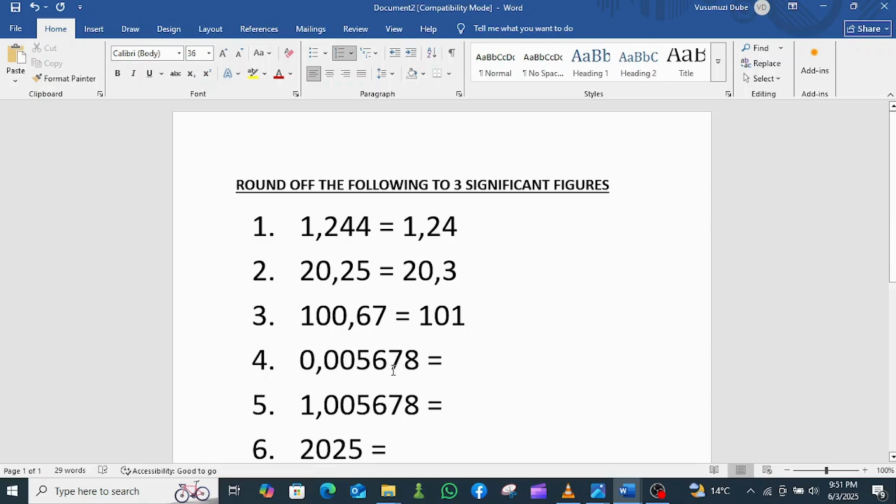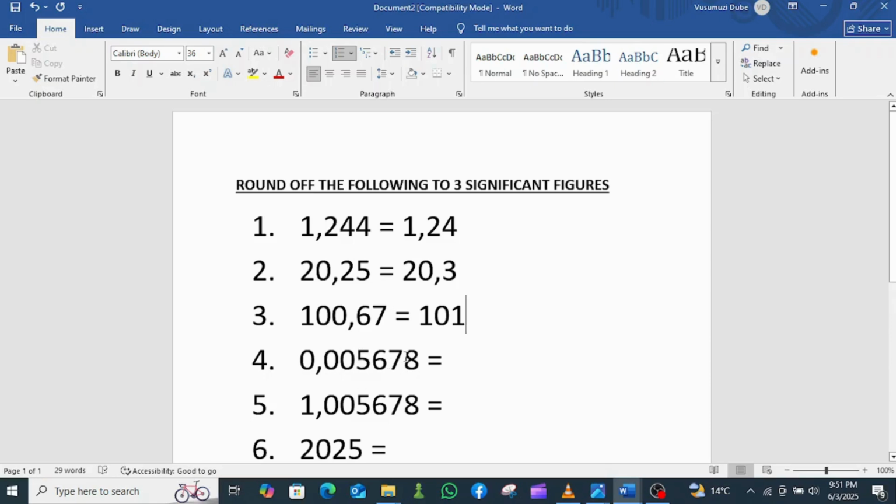Looking at number 4 and number 5, we have differences and similarities. The similarity is both numbers have 0, 0, 5, 6, 7, 8 after the comma, and the difference is number 4 starts with 0 whereas number 5 starts with 1. What you have to know about significant figures is that we only start counting from the natural number that is a counting number. Natural numbers start from 1, and since 0,005678 starts with 0, I will start counting from 5.